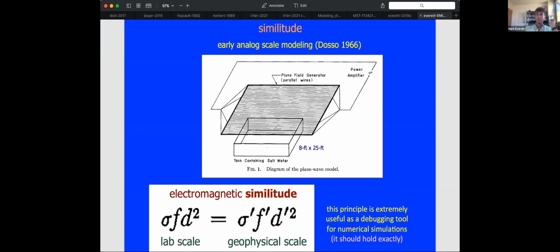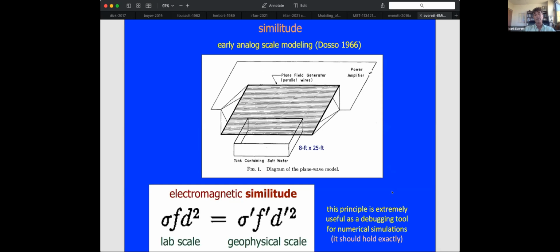And this was used by people like Dassault in 1966, who developed it. Here's the wire. There's an ant under here. This is supposed to be the MT again. So he was modeling an MT system, and he did it in the lab. But he knew by the principle of similitude that if he organized his conductivities, frequencies, and length scales according to what he wanted to model in the outside world, he could then reproduce what he would find in the outside world at lab scale.